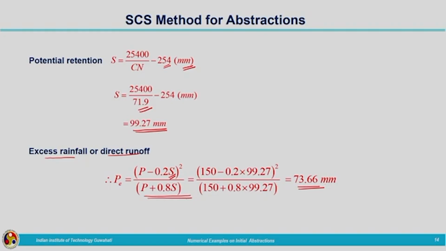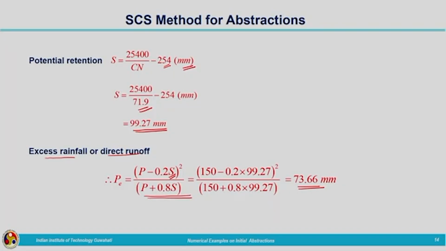73.66 millimeters. So, the runoff at the outlet of this watershed, which consists of wooded and residential areas, and which also includes different soil groups B and C, we can get the runoff value corresponding to that particular catchment as 73.66 millimeters.